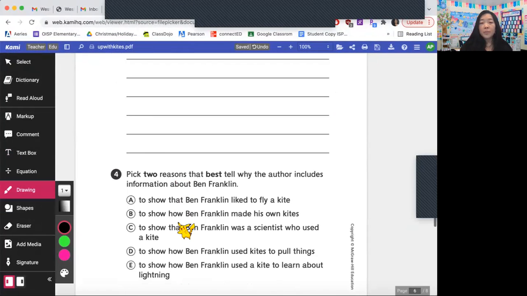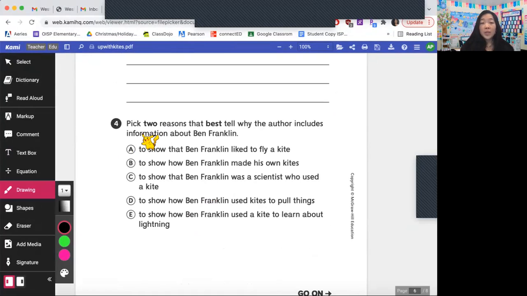Question number 4, pick 2 reasons. Here's another one where we need to pick 2 that best tell why the author includes information about Ben Franklin. So why is there information about Ben Franklin? What things did we learn about Ben Franklin, and why is it important to the story Up with Kites?